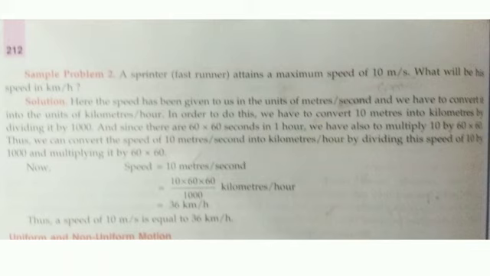And second into hour. So there are 60 into 60 seconds in 1 hour. Yes, we know. We also have to multiply by 60 into 60. Thus, we can convert the speed of 10 meter per second into kilometer per hour by dividing by 1000 and multiplying by 60 into 60.